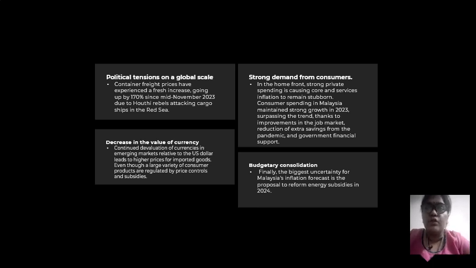I'll give you one example. In 2023, when the Houthi launched attacks on cargo ships, there were problems with the supply of crude oil in Malaysia, and the price was substantially unstable. The attacks on cargo affected the supply of crude oil, and the price was not stable during that time, because there was a problem with the oil supply.